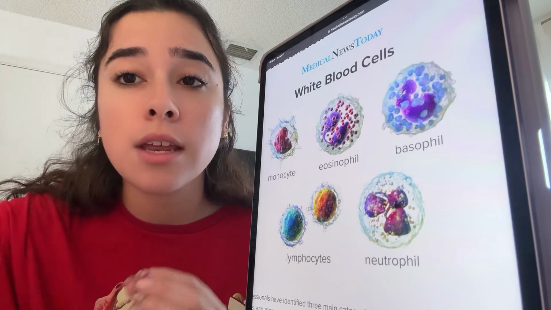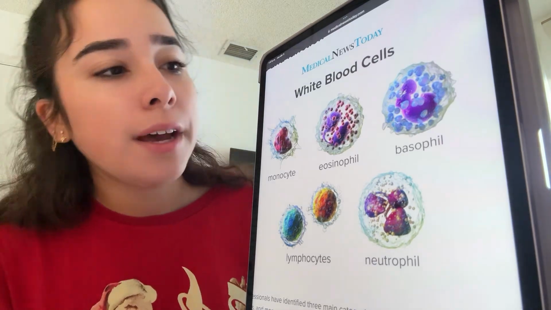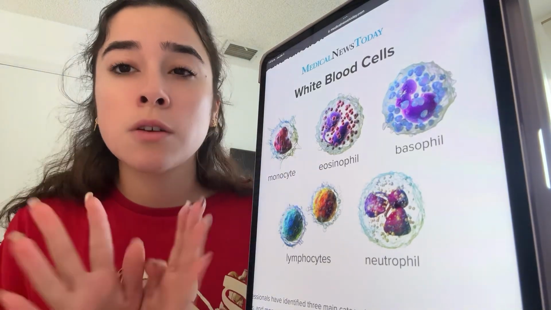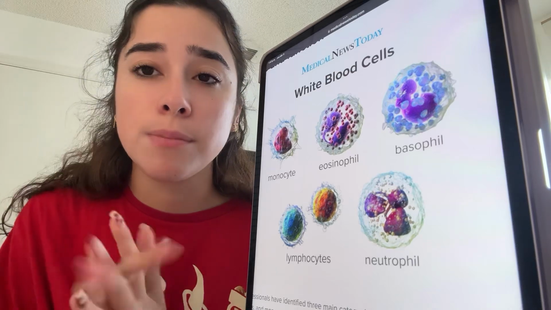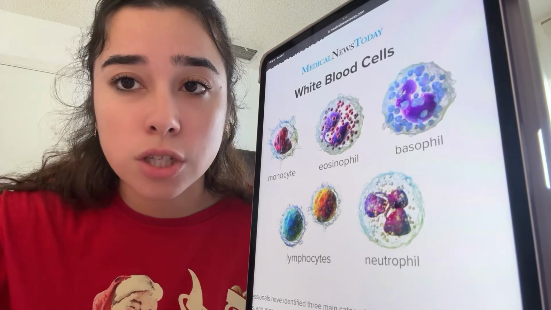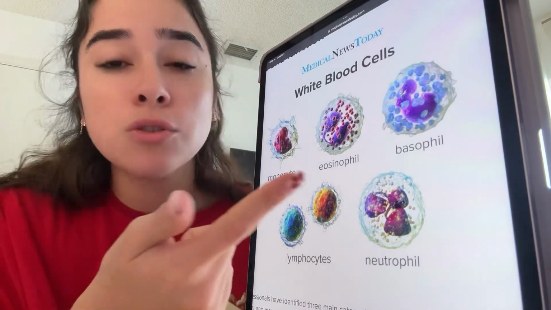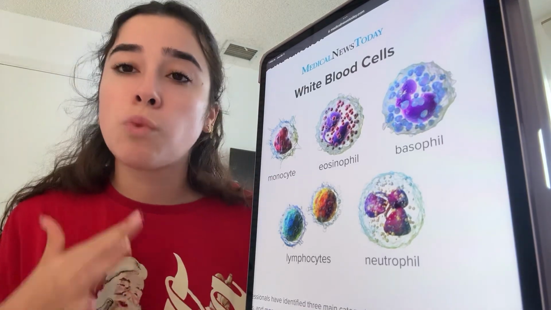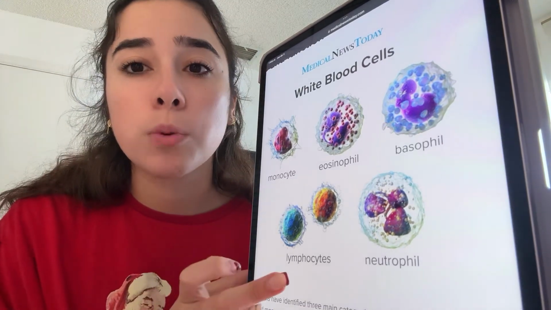Then we have eosinophils, which consist of about 1 to 4% of white blood cells, and they are mostly there for allergic reactions. Lastly, we have basophils. These are the rarest type of white blood cell, but when they are present, they help increase blood flow to a site of injury.